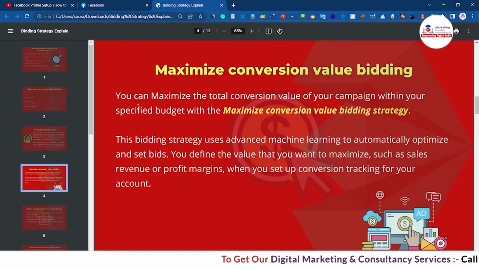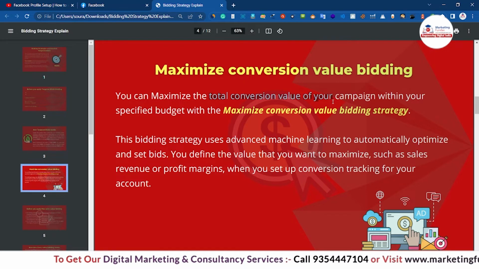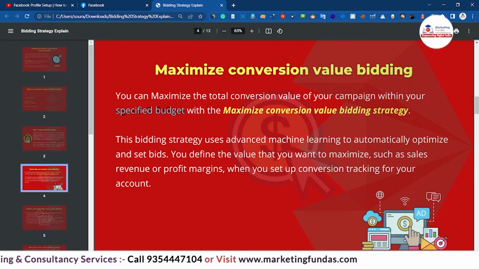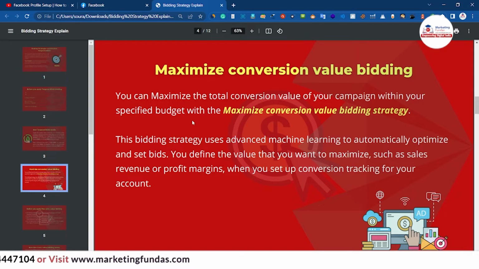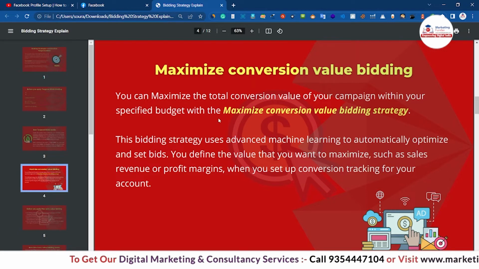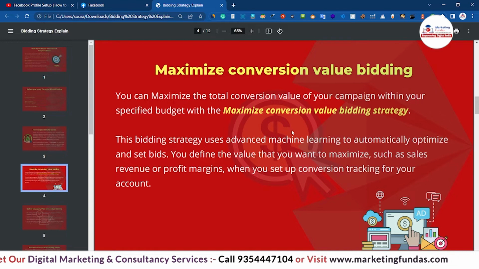Now, this bidding strategy is used to maximize your total conversion value within your specific budget, which means this bidding strategy tries to bring the maximum conversion value in your budget. As you can read here, you can maximize the total conversion value of your campaign within your specific budget with the maximum conversion value bidding strategy.